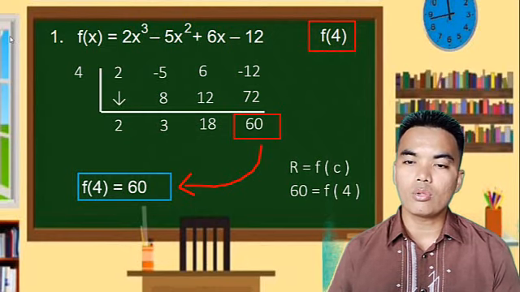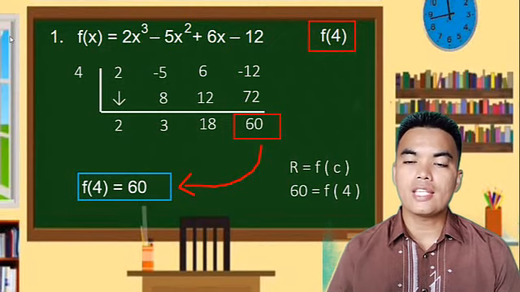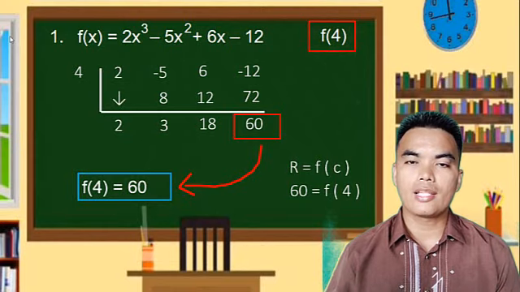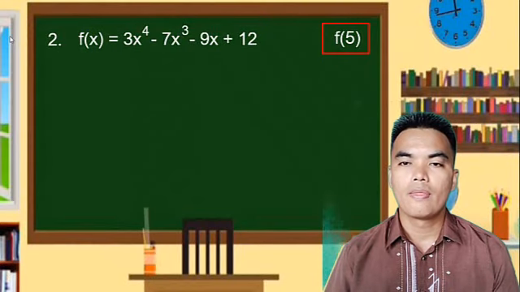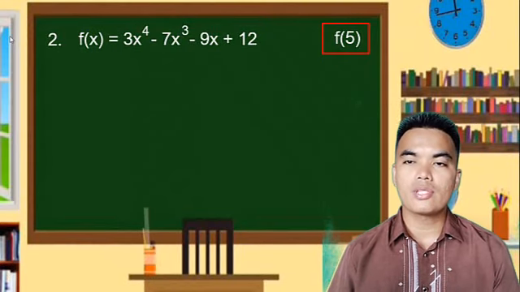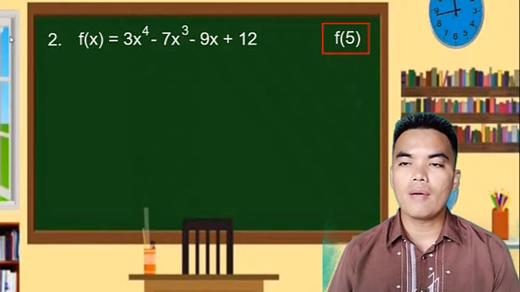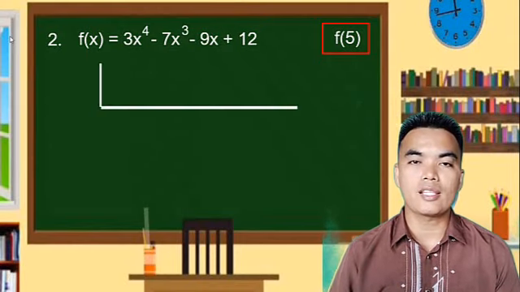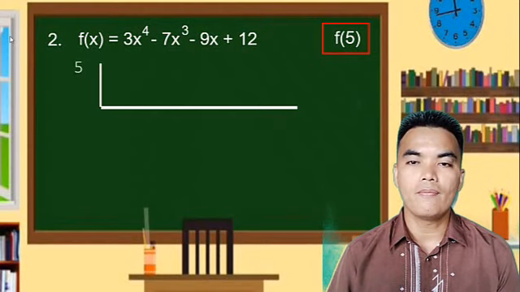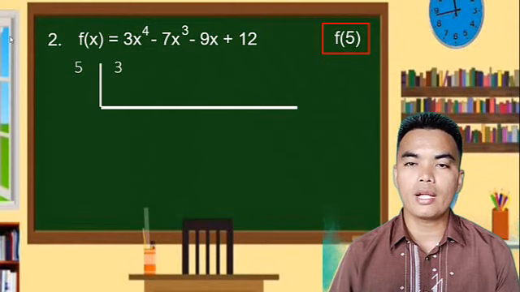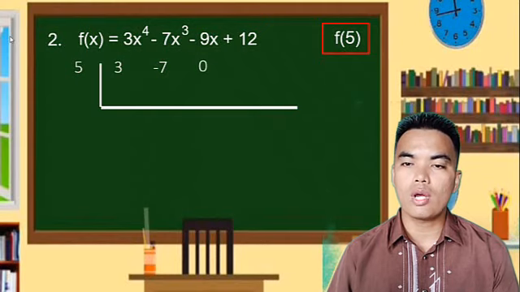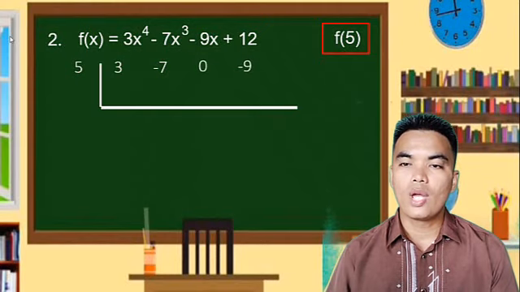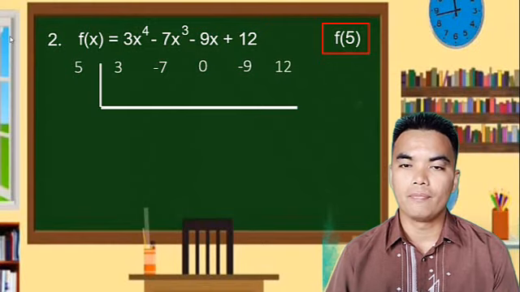So f of 4 equal to 60 means 60 is the remainder. Let us have another example. We have f of x is equal to 3x raised to 4 minus 7x cubed minus 9x plus 12, and we want f of 5. We will use synthetic division. We have 5, then the coefficients: 3, negative 7, and since there is no x squared term, we replace it with 0, then negative 9 and positive 12.